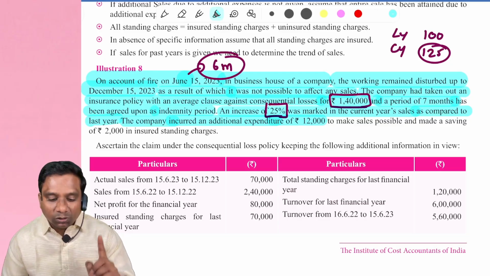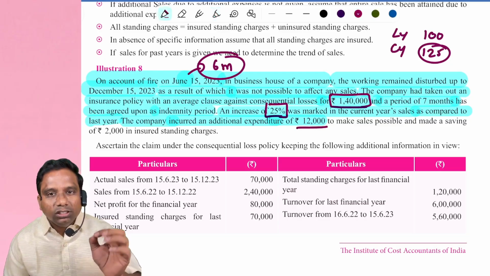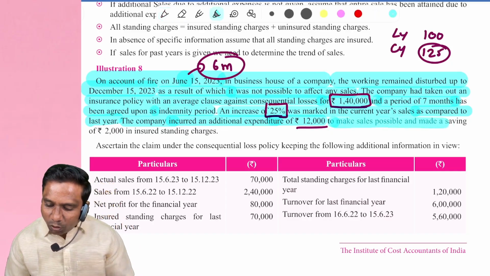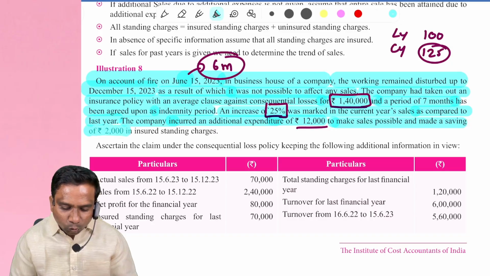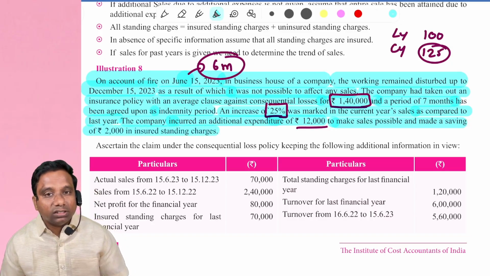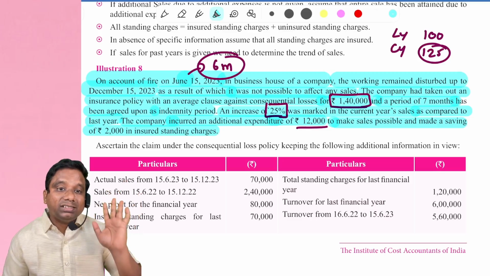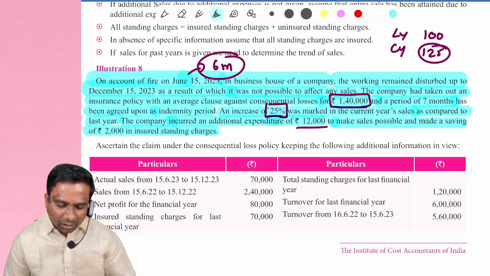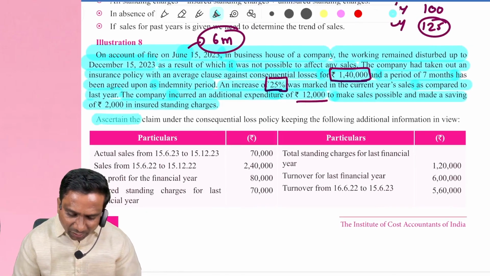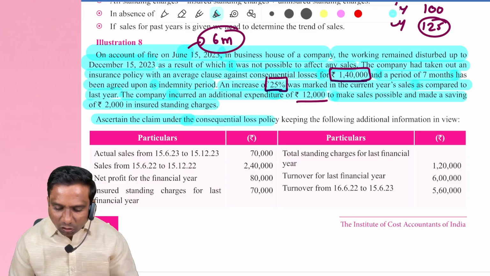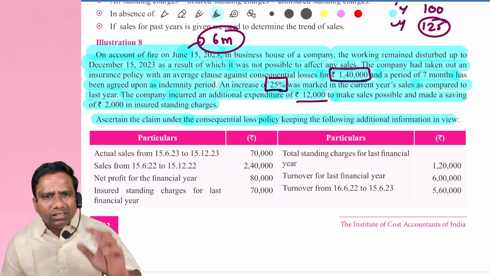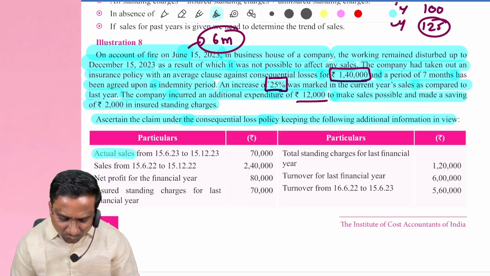Now the question comes whether the insurance company allows this 12,000 rupees additional expenses or not. To make sales possible, and made a saving of 2,000 in standing insured charges. This is helpful in our step 6 for calculation of total claim or gross claim. Next, ascertain the claim under the consequential loss policy, keeping the following additional information in view. Identify the information first.